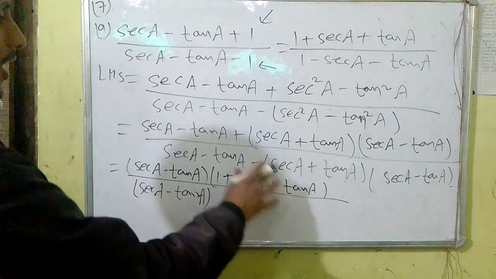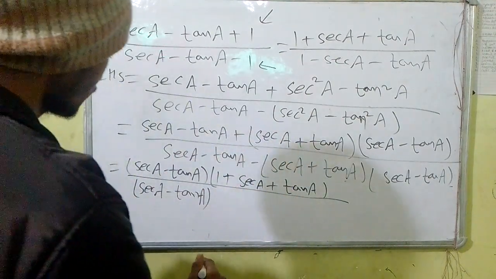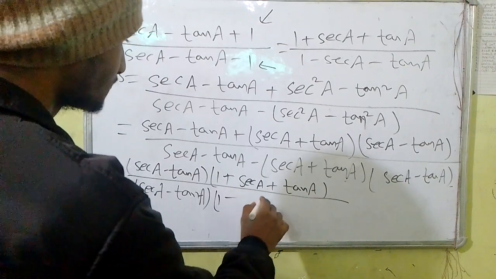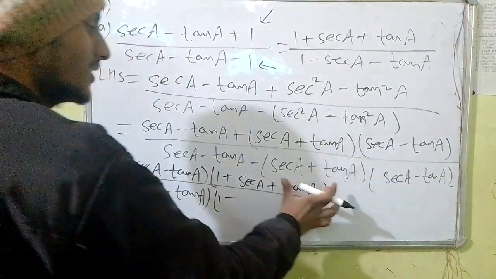We have to get this in factored form first. So this will become 1 minus, here secant a minus tan a is common, so we'll be left with secant a plus tan a.